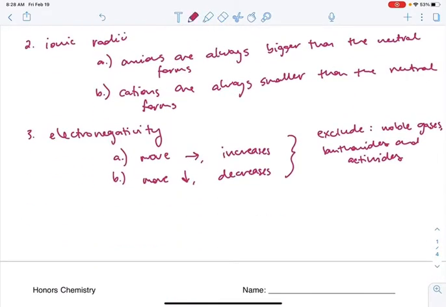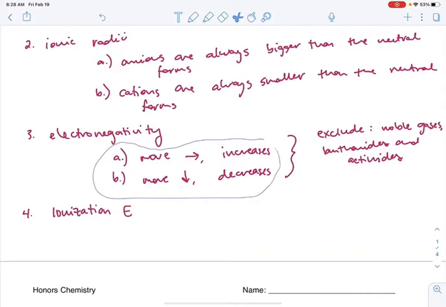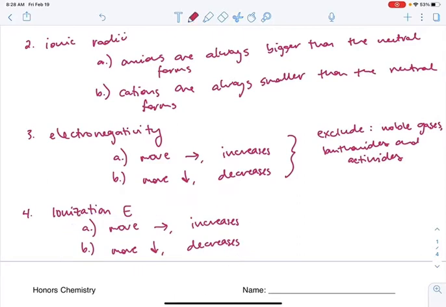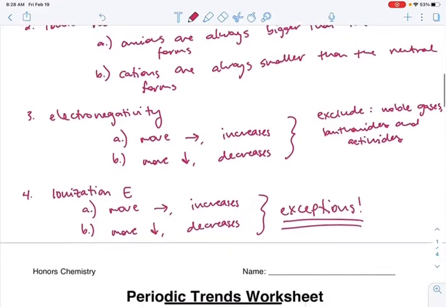The next one is ionization energy, and it's going to be the same as the electronegativity trend. Now, since we didn't have class today, we are going to move the assessment back by a day, but there are exceptions to this. We do need to have more time to talk about the exceptions to ionization energy, but generally, as you move to the right, it increases, and down it decreases.